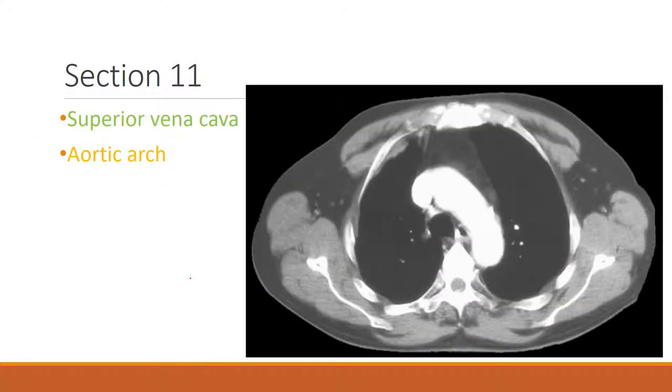All right, now we're below where we were just at, section 11. So now we're actually at the aortic arch. So here's the superior vena cava, which is feeding into the heart below. And right next door, stretching across, that would be the aortic arch. You'll note you can still see the lungs here. So this would be the right lung, and this would be the left lung.